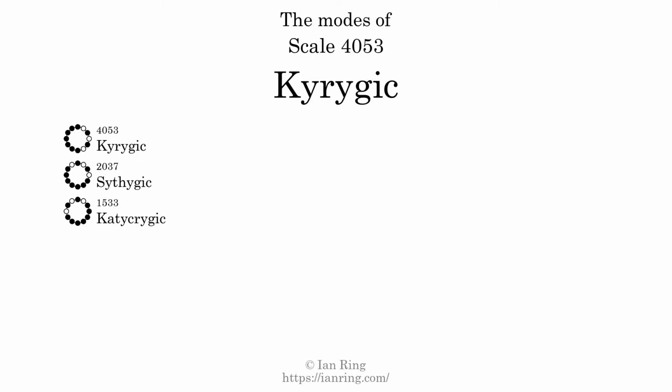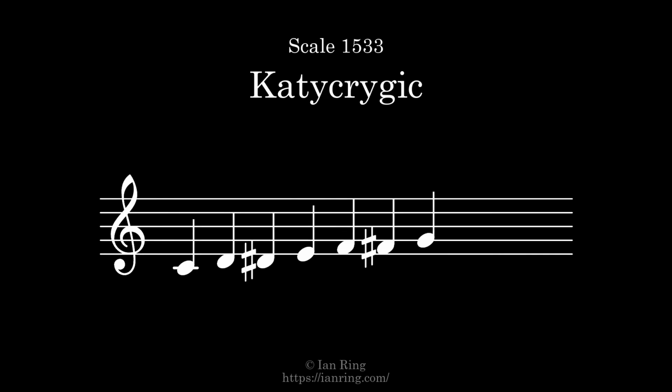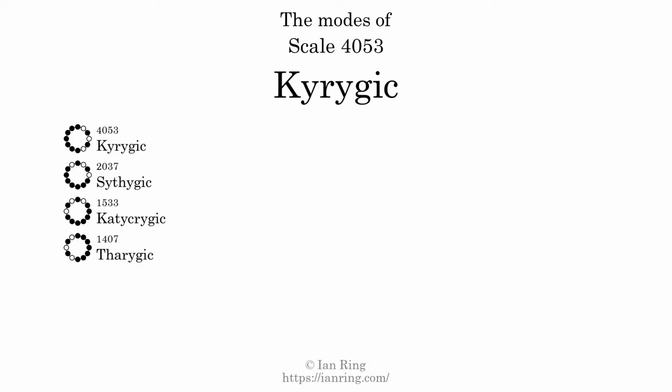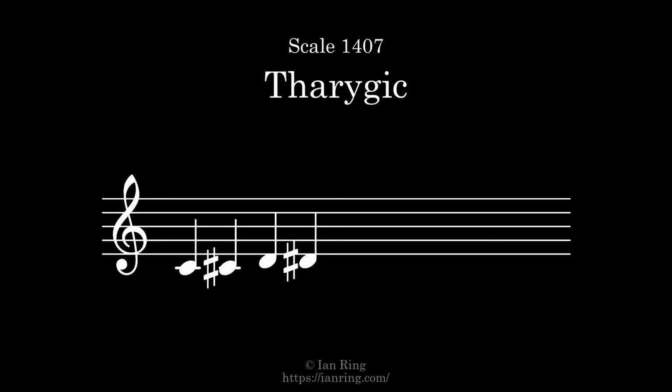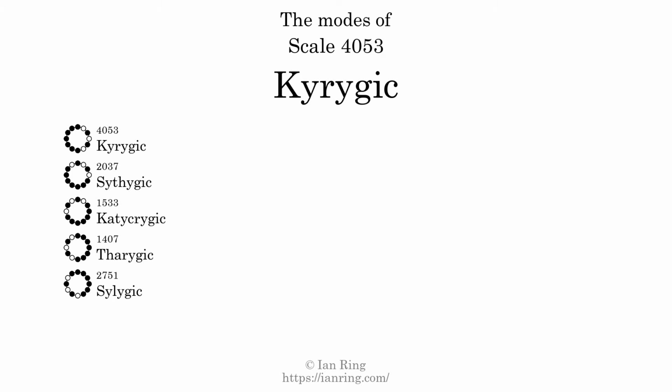The third mode is scale 1533, also known as Kyrygic. It sounds like this. The fourth mode is scale 1407, also known as Kyrygic. It sounds like this. The fifth mode is scale 2751, also known as Kyrygic. It sounds like this.